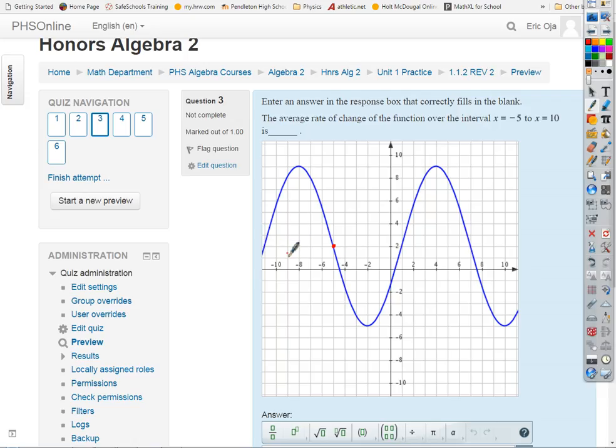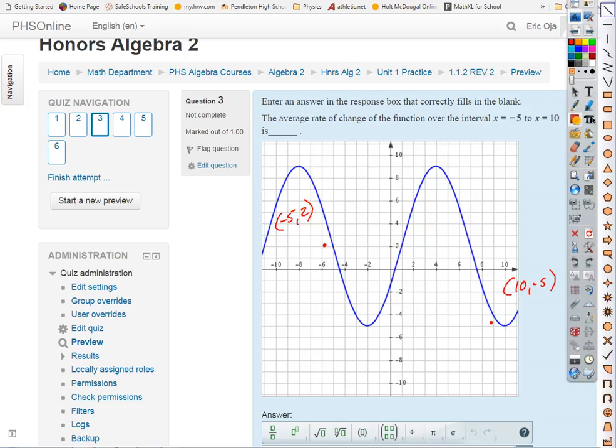So if I were to write that as an ordered pair, it would just look like -5, +2. X equals 10, clear over here. When x equals 10, it looks like the function has a y value of -5. And so written as an ordered pair, that's going to look like 10, -5. So if I were to connect those with a line or a line segment, there it would be.